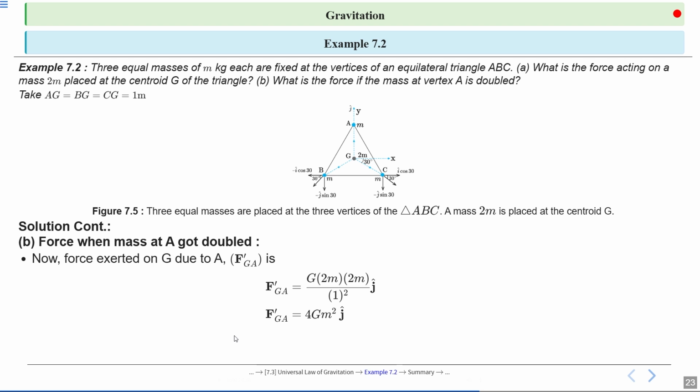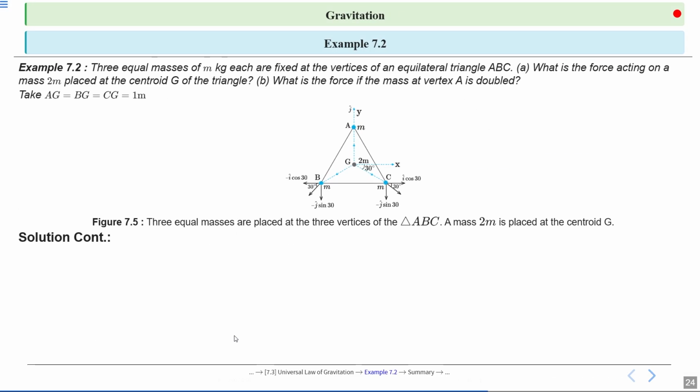So FGA prime is equal to 4Gm square j cap. This is the new force exerted by the doubled mass at A on the mass at G. The j cap indicates the direction of the force, which is along the line connecting A and G. Alright.